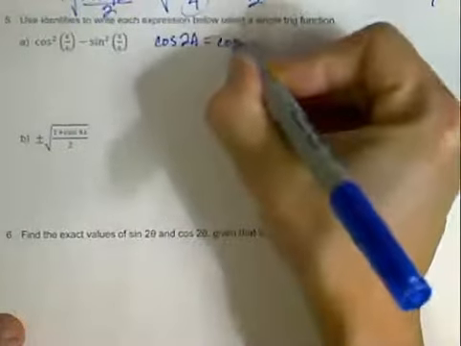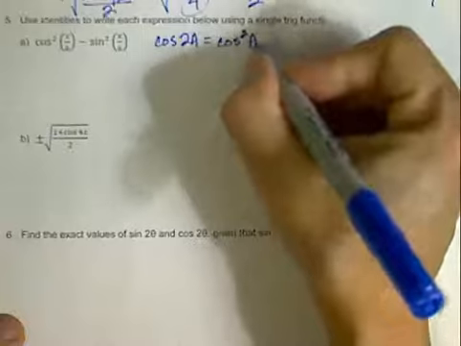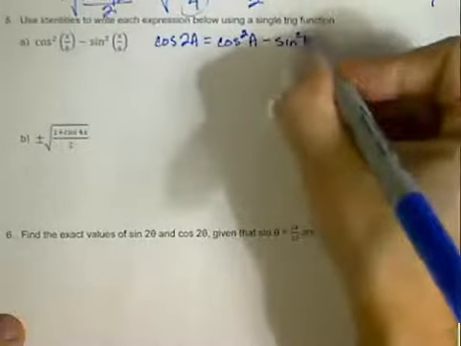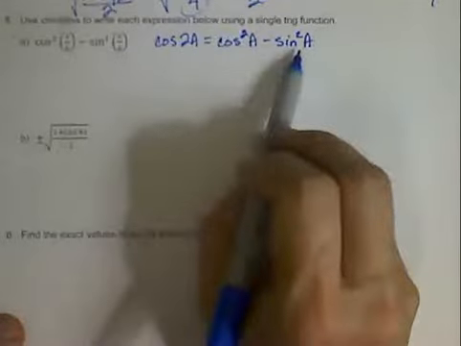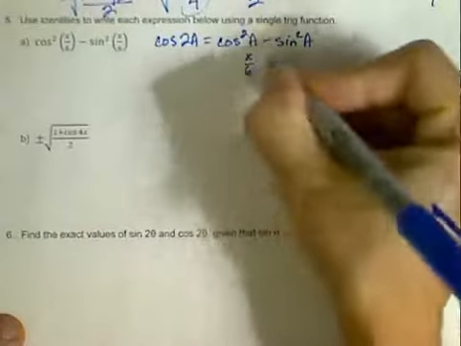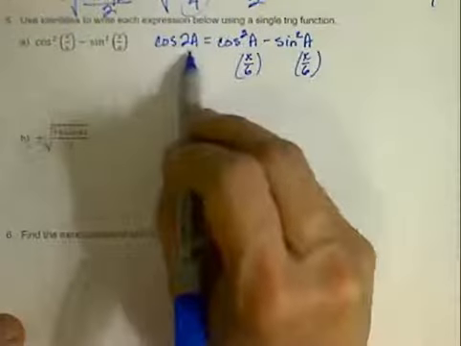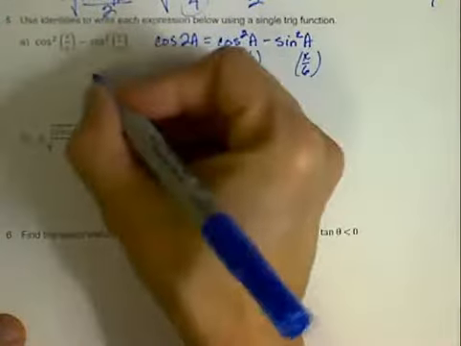Here's the identity that we would be using. Cosine of 2a equals cosine squared a minus sine squared a. What we have matches the right side of this. That means that for our a we would have x over 6. Rewrite this, we're going to write this as just cosine of 2a.